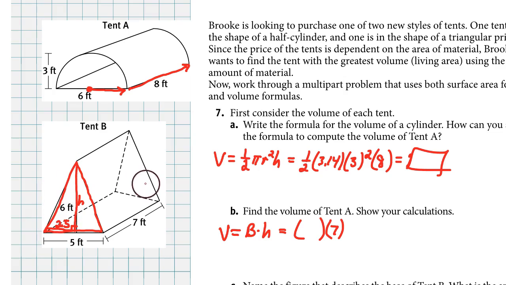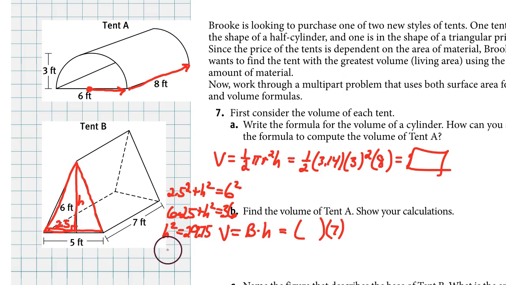We can use the Pythagorean theorem. 2.5 squared plus h squared equals 6 squared. 2.5 squared is 6.25. 6 squared is 36. Now subtract 6.25 from both sides. We get 29.75. Then do the square root. The height of the base is 5.45 feet.